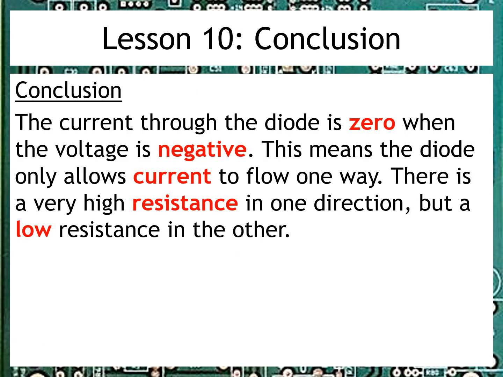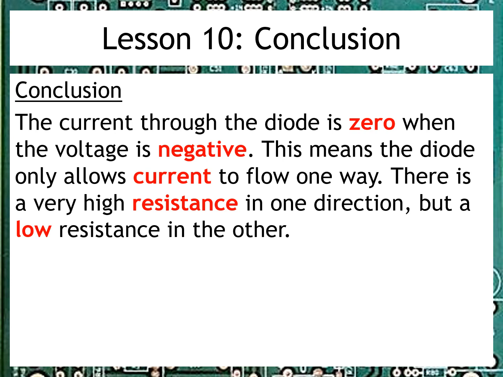So the conclusion to this experiment was that the current will only flow one way through the diode. When the voltage or potential difference is negative, then no current flows. The resistance is very high. And this is particularly useful because we use diodes anywhere where we don't want the current to go the wrong way round a circuit. So for example, if you replace a battery in anything, you'll see that you have to put it in the right way round or it doesn't work.